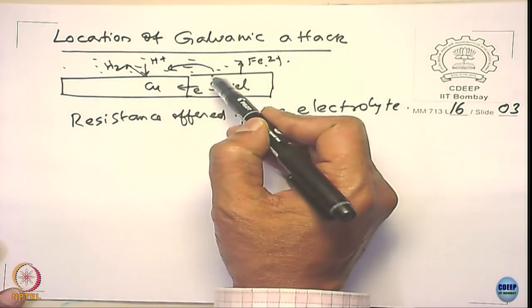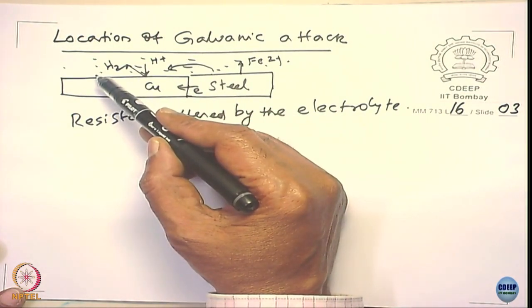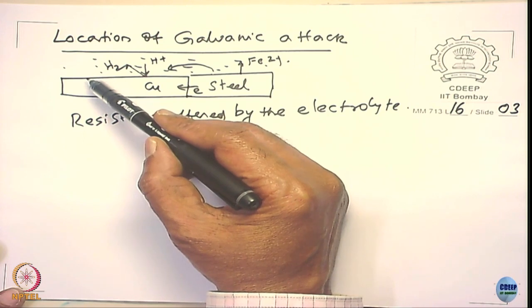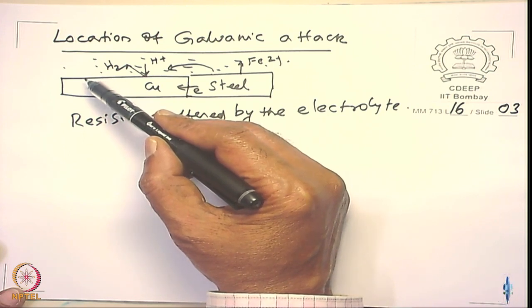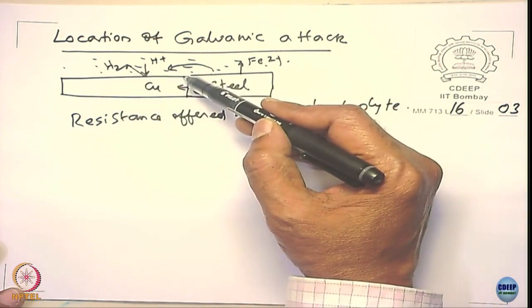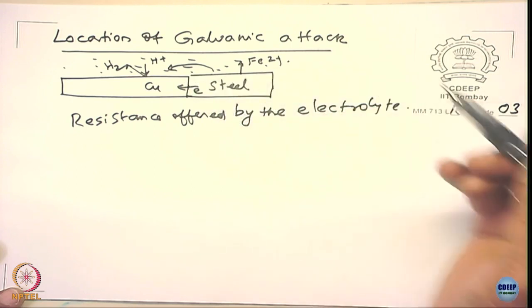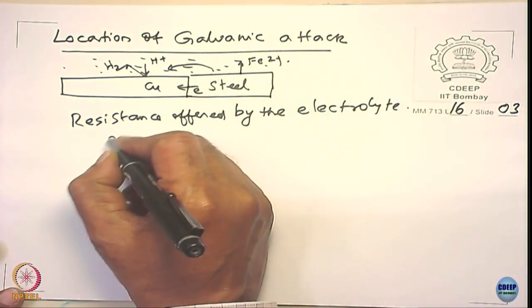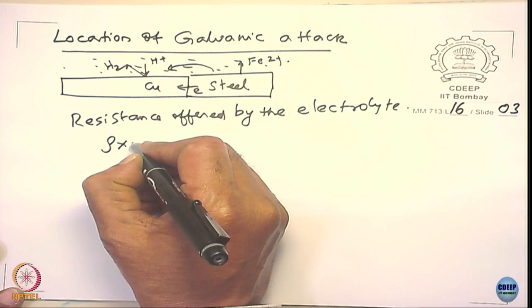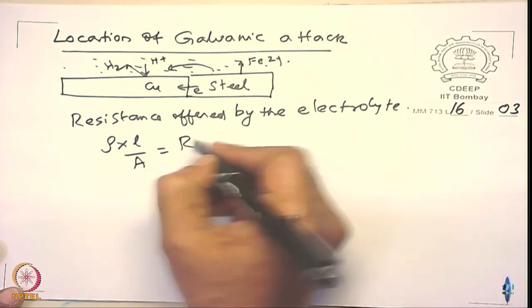So if the current has to flow from this end to the other end, the foremost end, the resistance increases. The quantum of current that reaches this place will be less compared to the quantum of current that reaches the interface, because the resistance depends on what? Resistance depends upon rho L upon A.